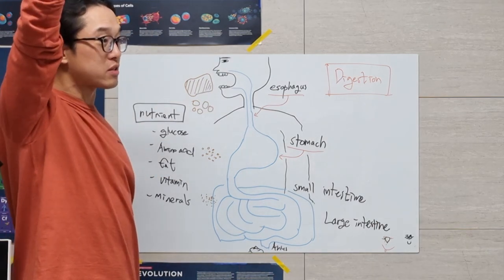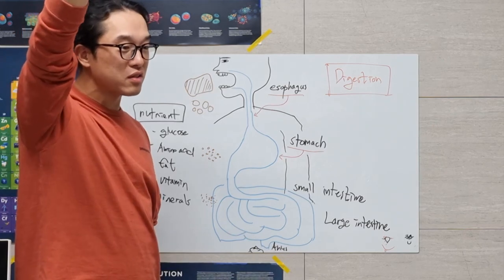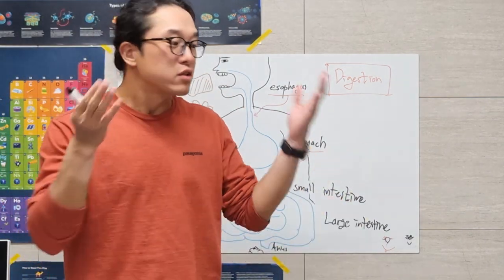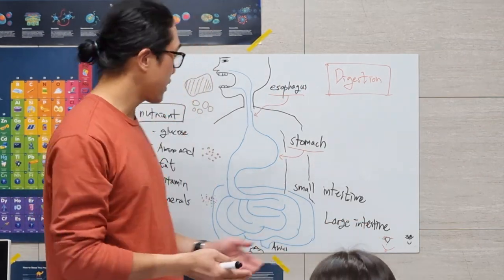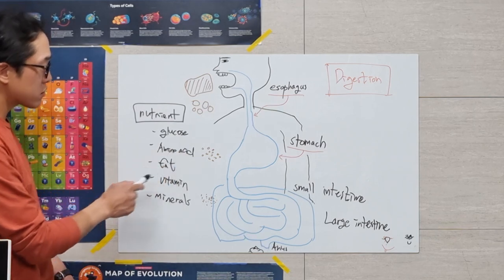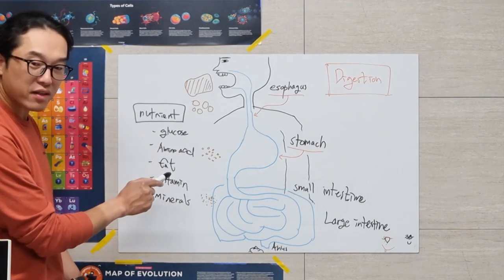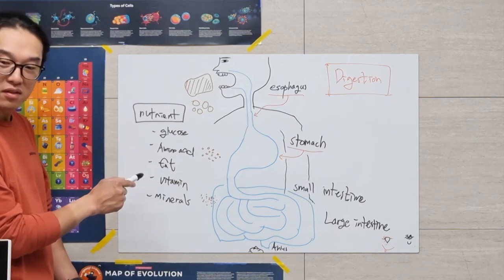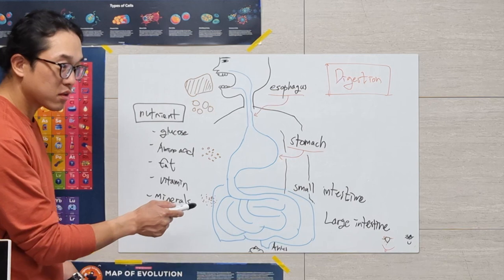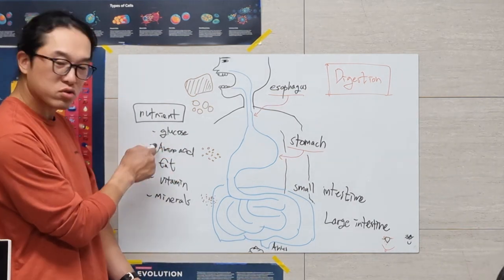What's the nutrient? So your food has what? Your food has nutrients. Yes, that's right. Lots of nutrients. Glucose, amino acid, fat, vitamin, minerals. What's the glucose? That's the most important thing here, glucose.